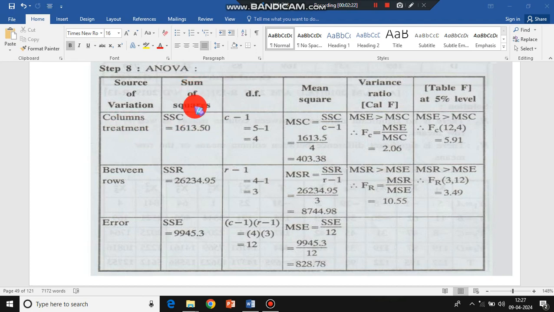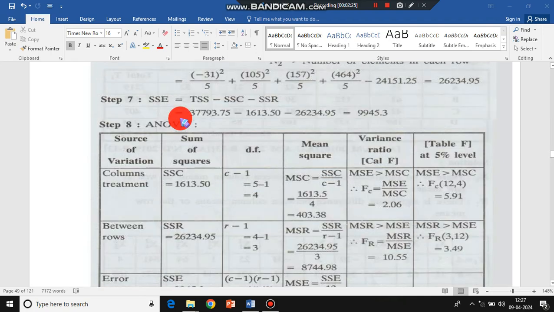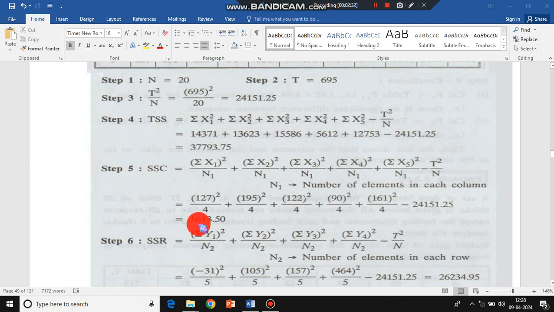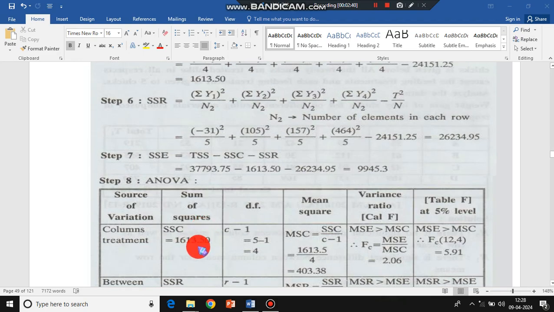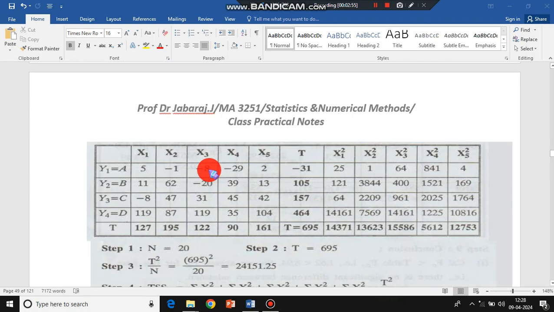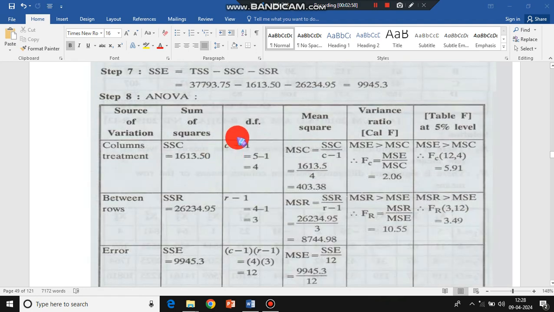How to find out the sum of squares? SSC we have already calculated. Now go back and see. SSC equals 1613.50. Here C means the number of columns. Go back and see the problem. How many columns are here? Treatment 1, treatment 2, treatment 3, treatment 4 and treatment 5. So there are 5 columns. So C means number of columns, which is 5. C minus 1 is 5 minus 1 equals 4.